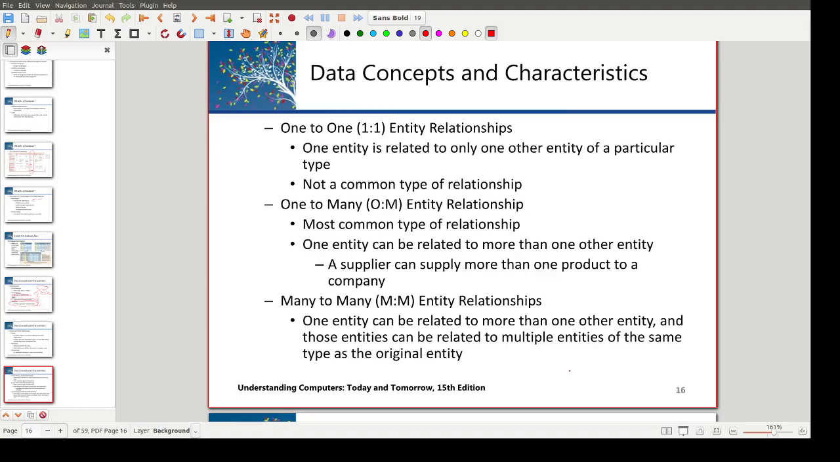Many-to-many entity relationship: one entity can be related to more than one other entity, and those entities can be related to multiple entities of the same type as the original entity. So if you have multiple suppliers and multiple products, a product can come from many suppliers, it doesn't have to come from one supplier. This means that you can use many-to-many, but if you look carefully, you can split the many-to-many into multiple one-to-many relationships. That's why the most commonly used one is one-to-many, but many-to-many is also available for you to use.